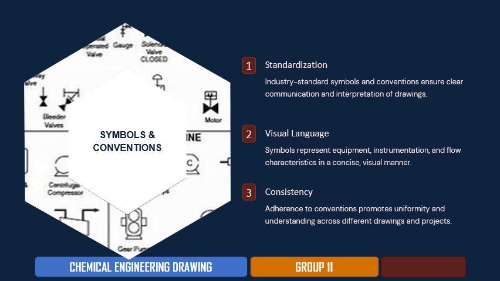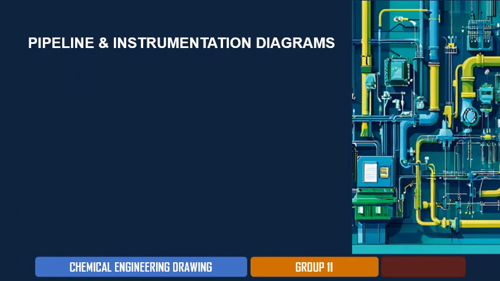Let's move on to look at some of the types of chemical engineering drawing we have. We have the process flow diagrams, the piping and instrumentation diagrams, the equipment layout drawings, and others. Let's take a look at some of them. Piping and instrumentation diagrams, P&IDs.